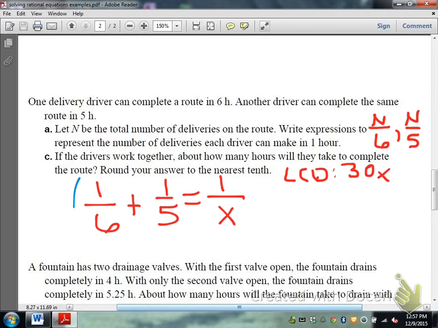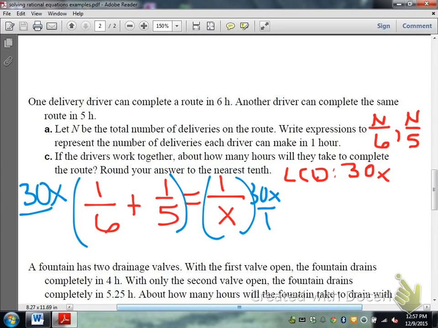So we're going to multiply each thing by 30x. It would be 30x over 1. What do you get when you take 30x over 1 times 1/6? 5x. Very good. What about 30x over 1 times 1/5? 6x. What about 30x over 1 times 1 over x? 30. By the way, what is 5 plus 6? 11.